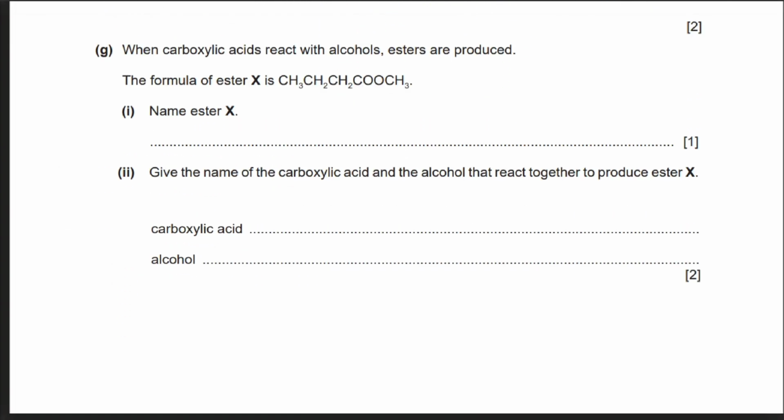When carboxylic acid reacts with alcohols, esters are produced. The formula of ester X is CH3CH2CH2COOCH3. Name ester X. When you are naming esters, the alcohol name will come first and the carboxylic acid name will come later. But when you are drawing the structure, carboxylic acid will come first and alcohol will come later. So that means our alcohol is methanol and our carboxylic acid will be 4 carbons. So it's butanoic acid. So the ester will be methyl butanoate.